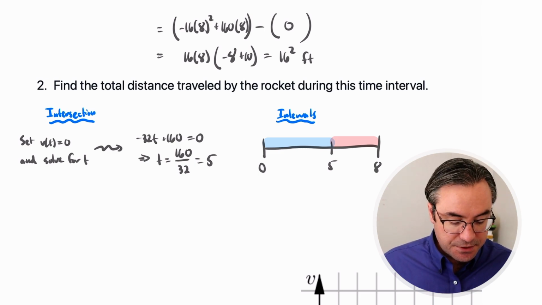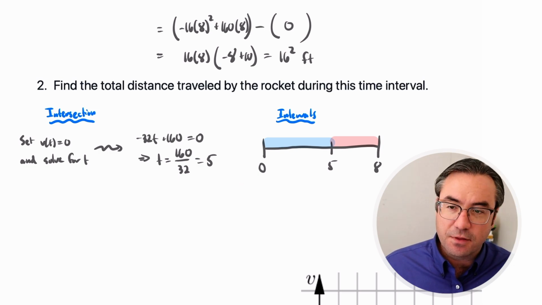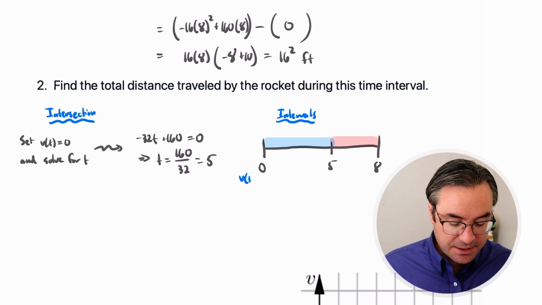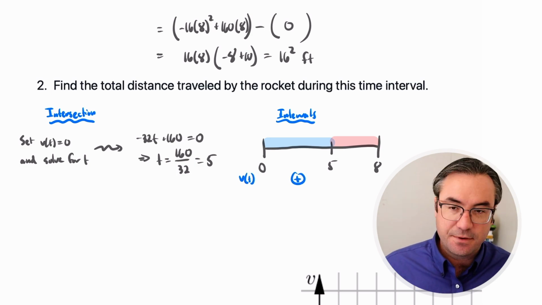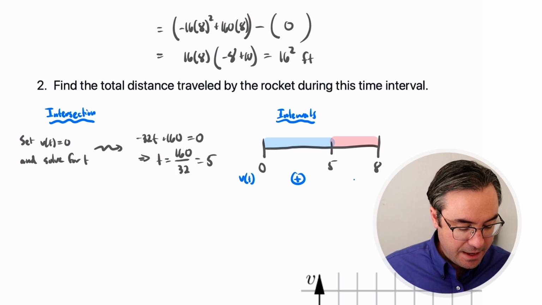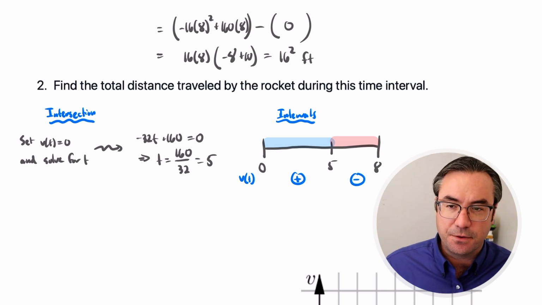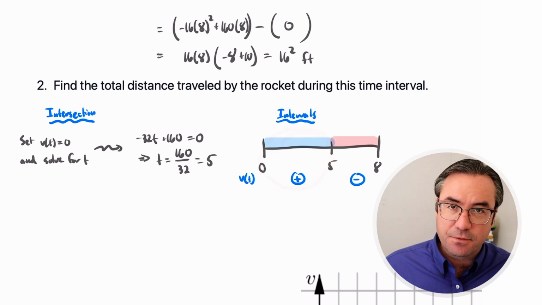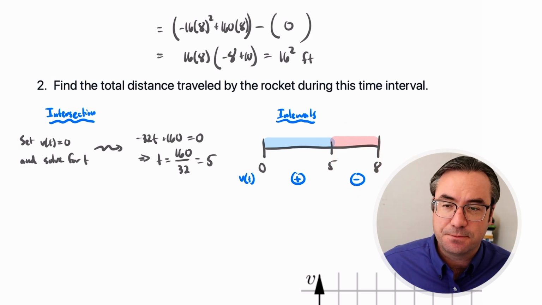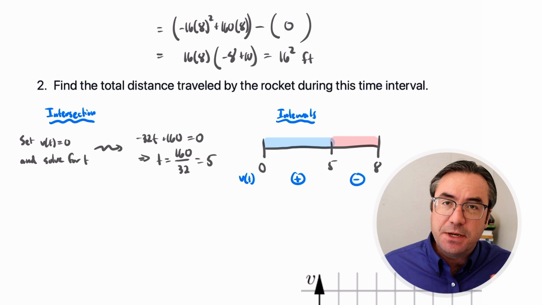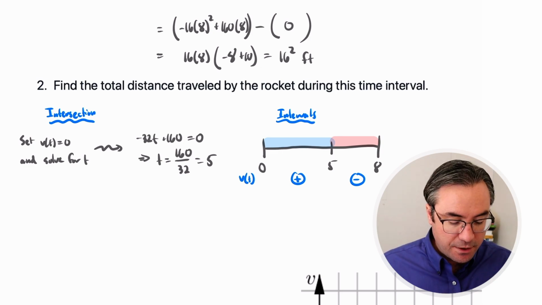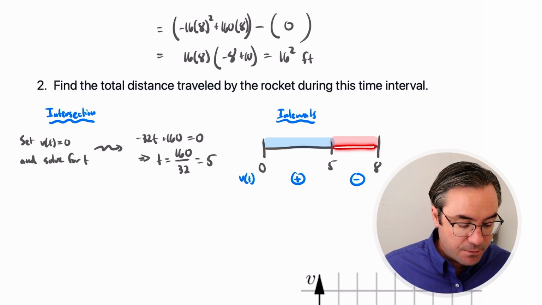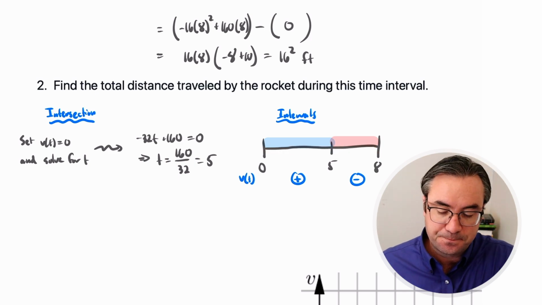And we know, based on our velocity function, that our velocity function is positive on that first interval and then negative on that second interval. So this means on this first time interval, we're traveling in the positive direction, and on the second interval, we're traveling in the negative direction. So we're going to split up and do two separate integrals. We're going to first integrate from 0 to 5, then we're going to integrate from 5 to 8.